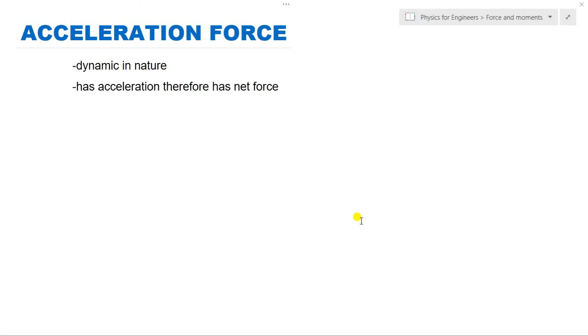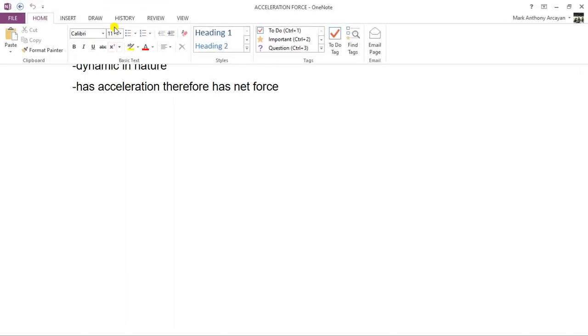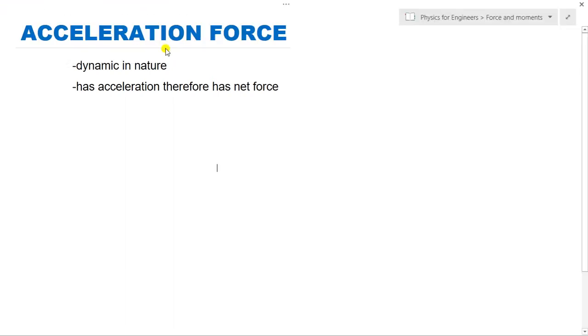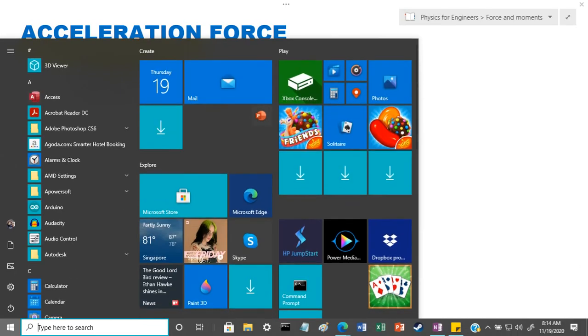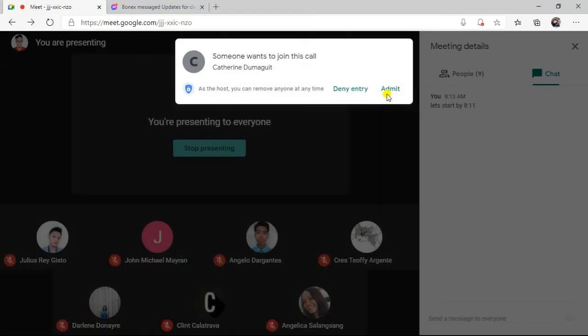So today I am going to discuss with you acceleration forces. When we say acceleration forces, this is dynamic in nature, so we analyze objects in motion. It moves, and of course its velocity is not uniform. By the word itself, acceleration, its velocity changes from time to time. So it has acceleration, and therefore, if we have acceleration, we also have net force.